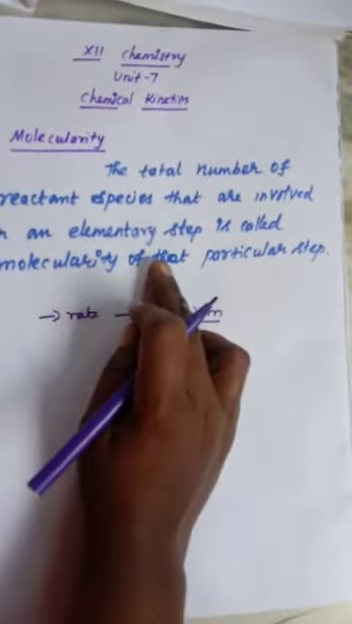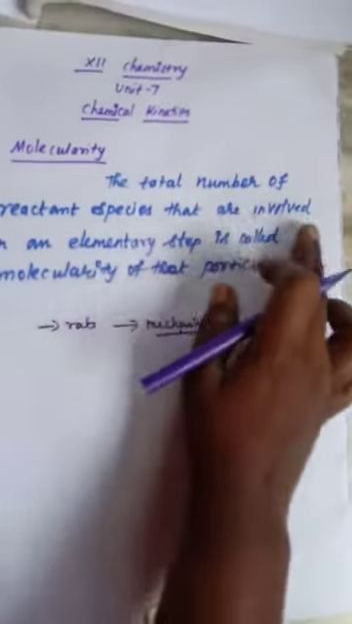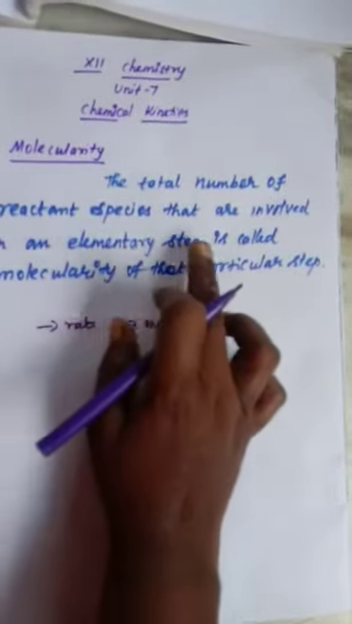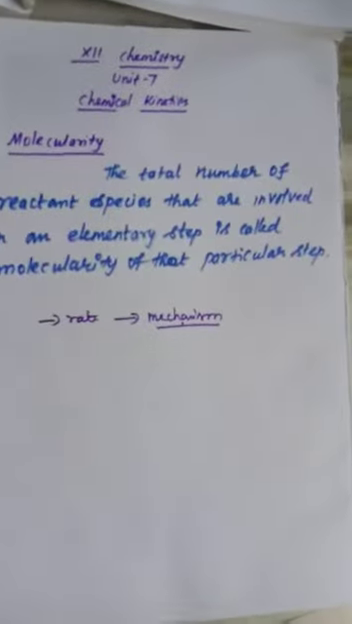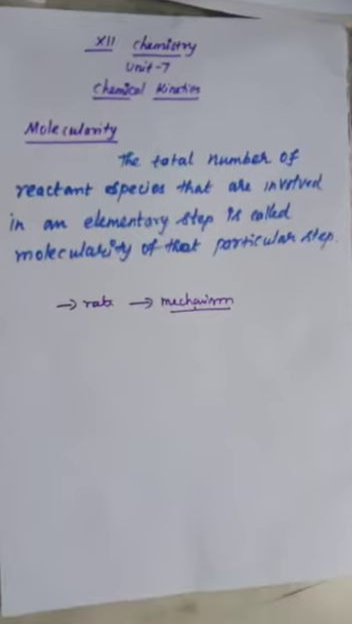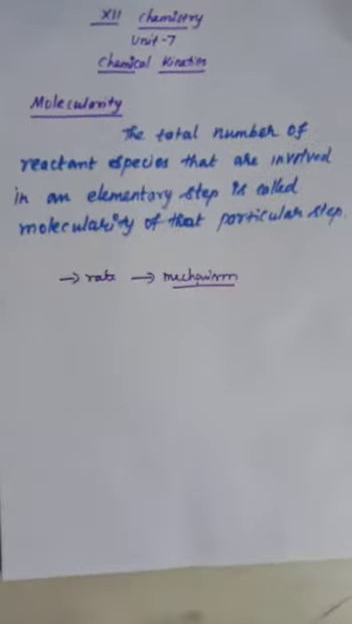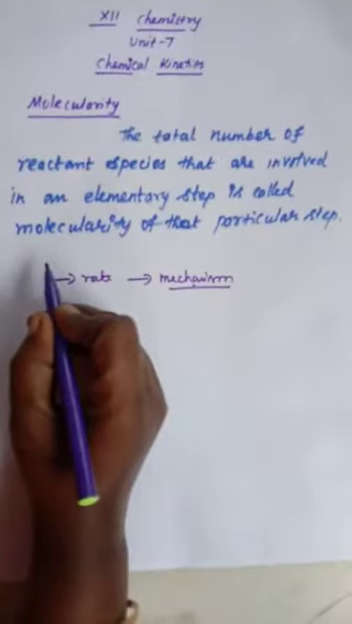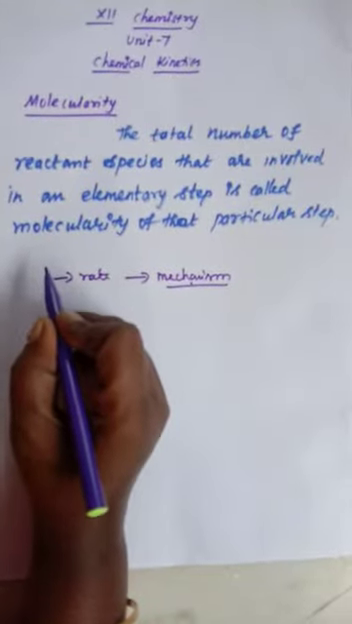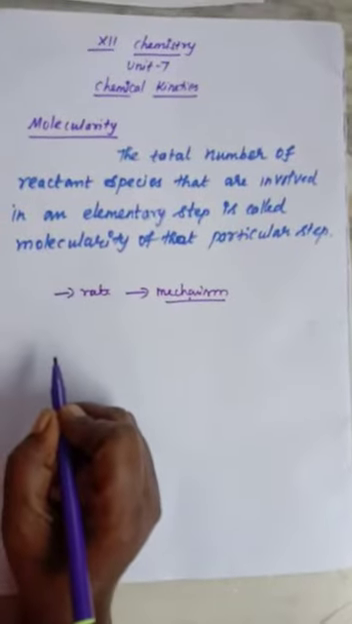Molecularity is the total number of reactant species that are involved in an elementary step. So the total number of reactant species that are involved in an elementary step is called molecularity. Elementary step means each and every single step in the reaction mechanism is called an elementary step.